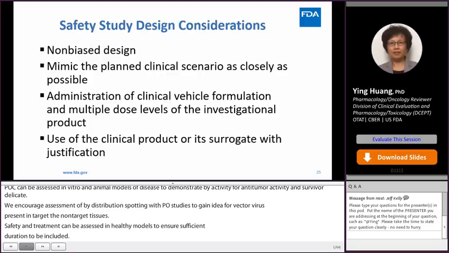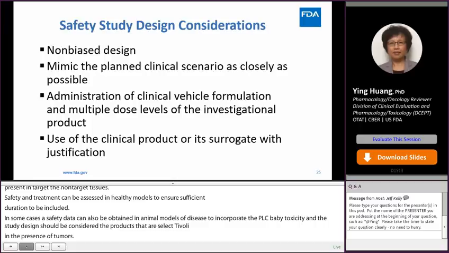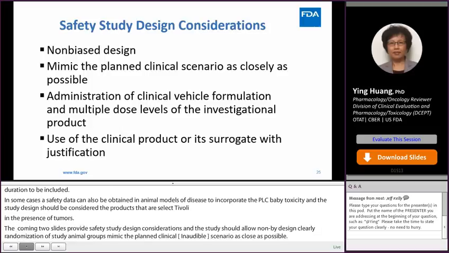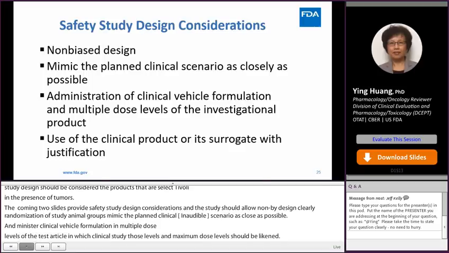The coming two slides provide safety study design considerations. The study should allow non-biased design, particularly randomization of study animal groups, mimic the planned clinical scenario as closely as possible, and administer the clinical vehicle formulation at multiple dose levels of the test article, in which the intended clinical starting dose level and the maximum dose levels should be bracketed. The clinical product should be used in the safety study. Justification should be provided for the use of a surrogate to the clinical product.